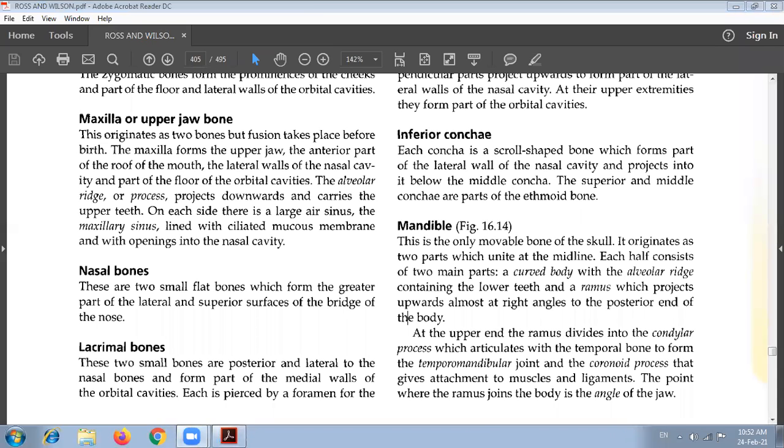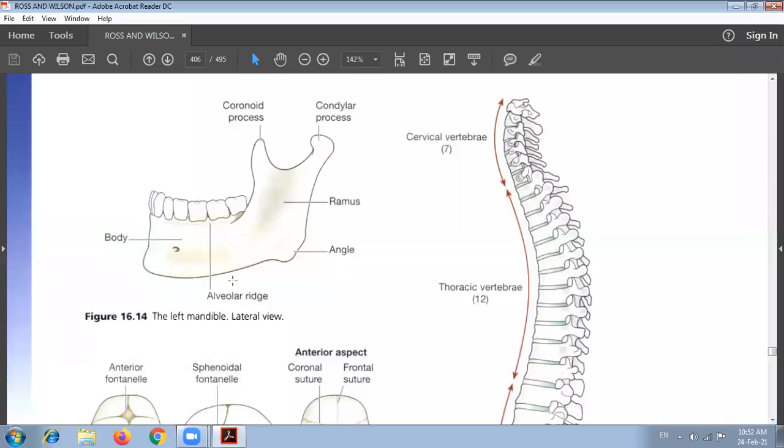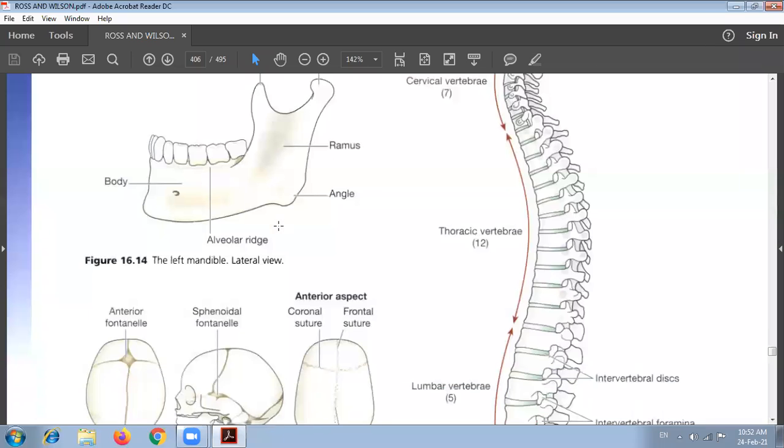So this is the movable bone of our skull. Here you can see the diagram showing the body, then the angle, then the ramus, then the condylar process, then the coronoid process, and the arrangement of the teeth, which gives the facial appearance.